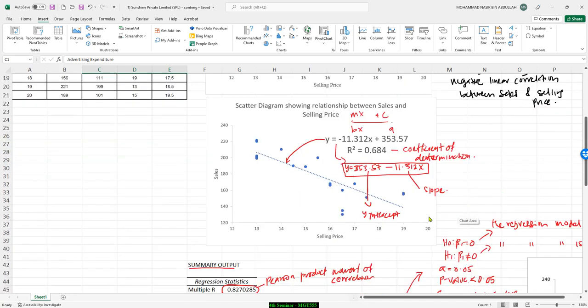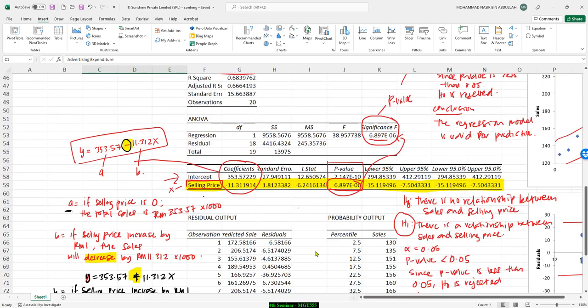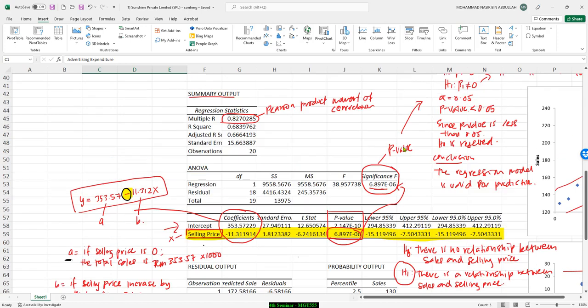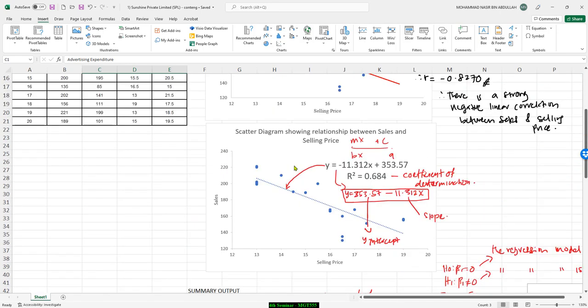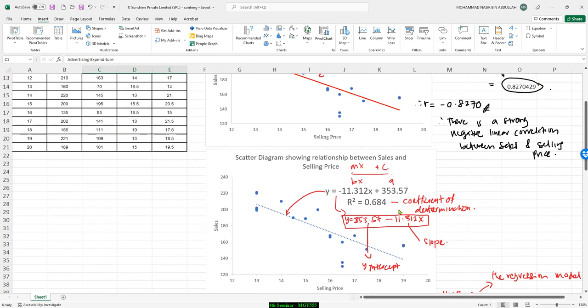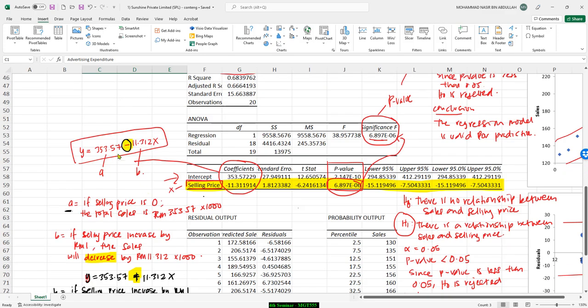You need to know the same part, which is interpretation of ANOVA, interpretation of Pearson product moment correlation. But you need to be careful because this one dia tak bagi dekat you sign negative or positive. You need to refer back to the scatter diagram. You need to know how to construct a scatter diagram, and how to interpret the equation here, right?